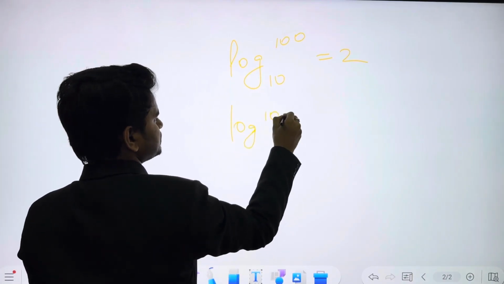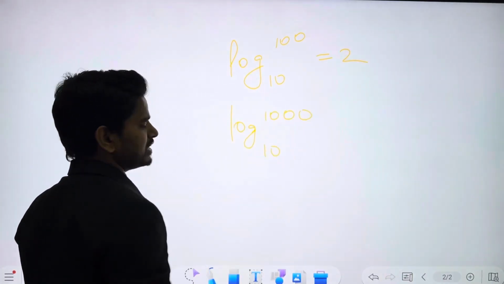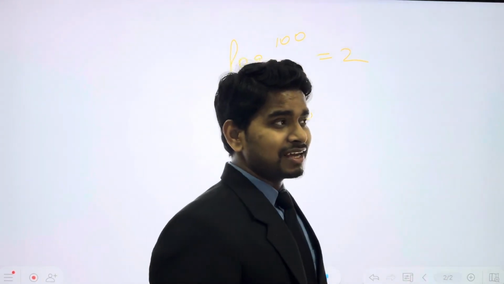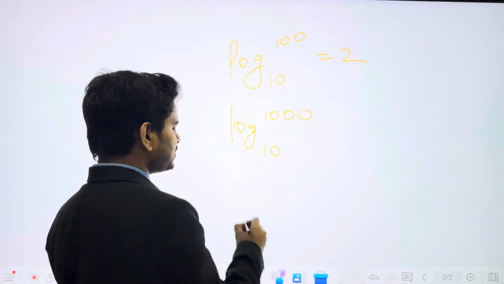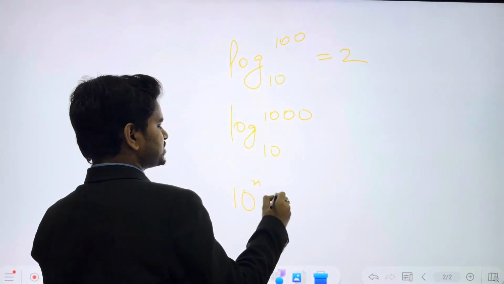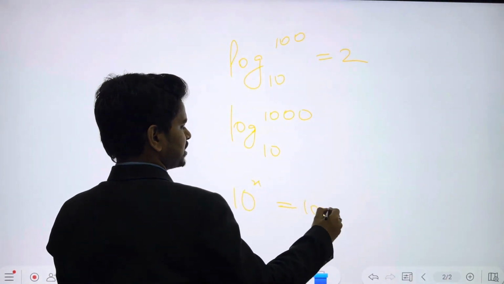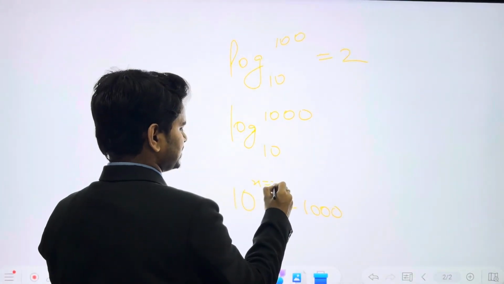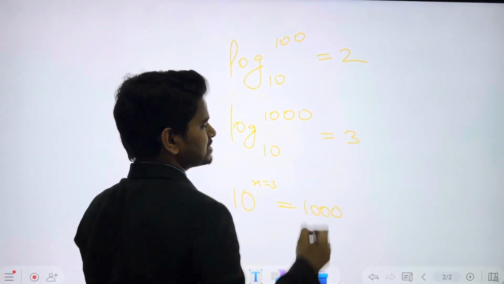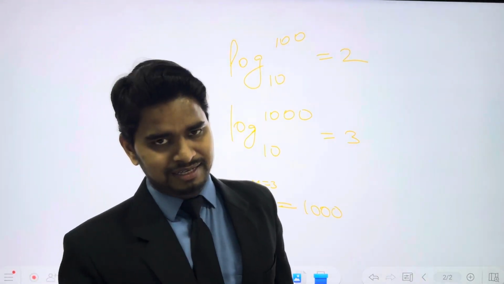Log 1000 base 10, what is the value? Some of you might think 100, but obviously 100 is the wrong answer. We have to give a power to the 10 to reach 1000. And we understand the value is 3. So the x value is 3. So this value is 3. That's more or less log, guys.